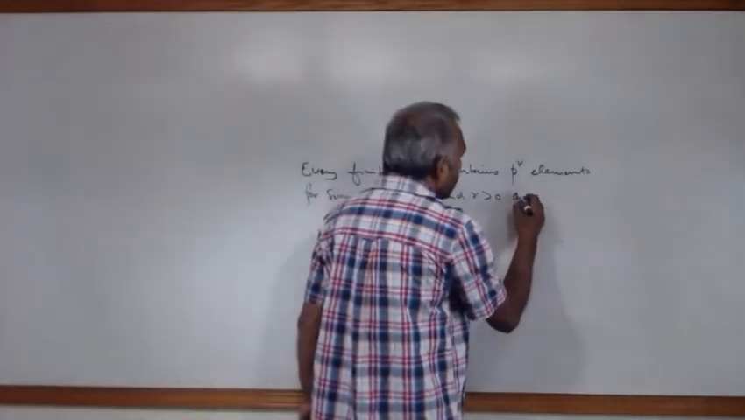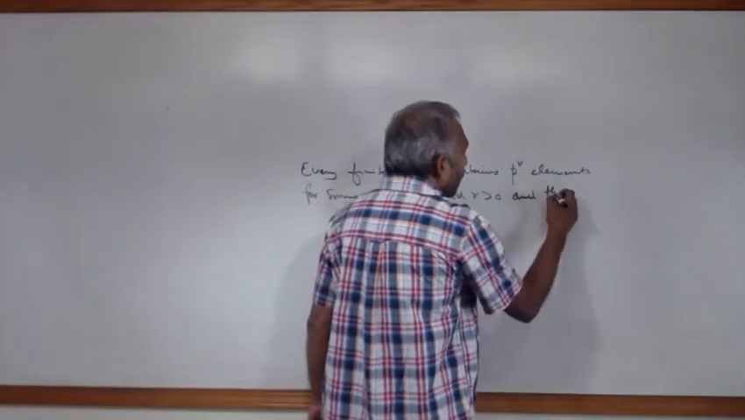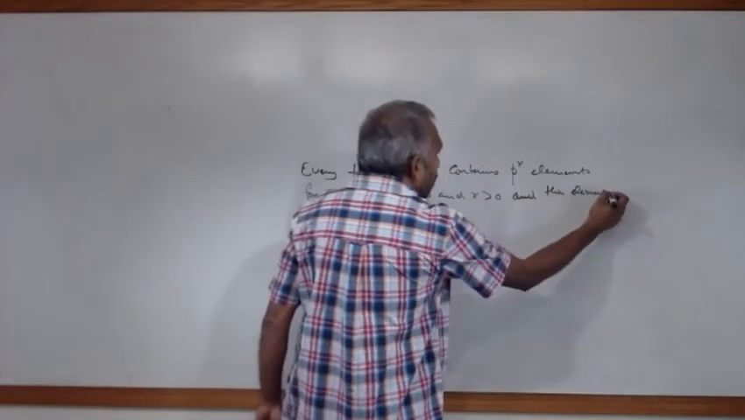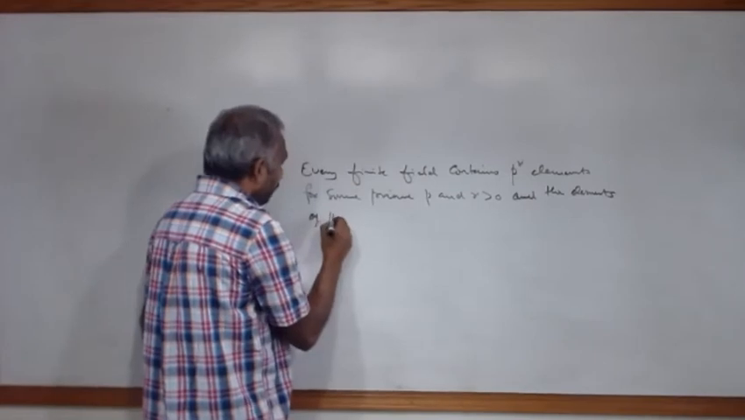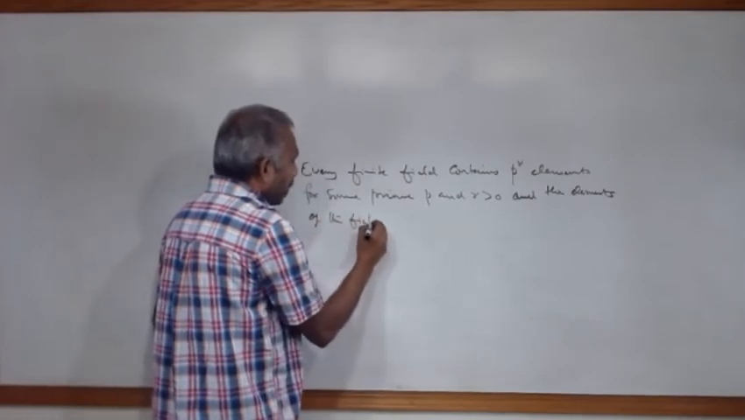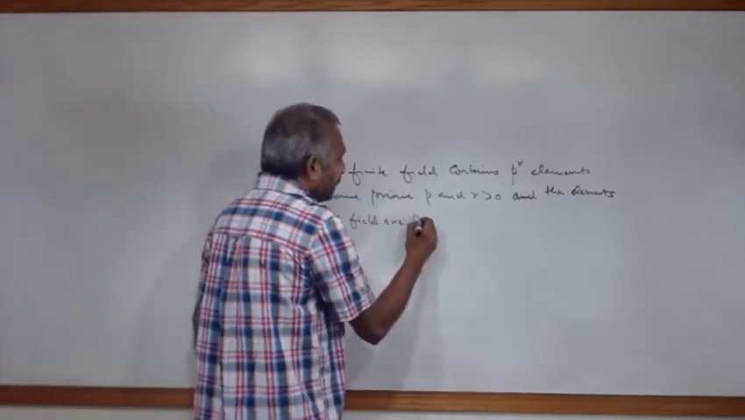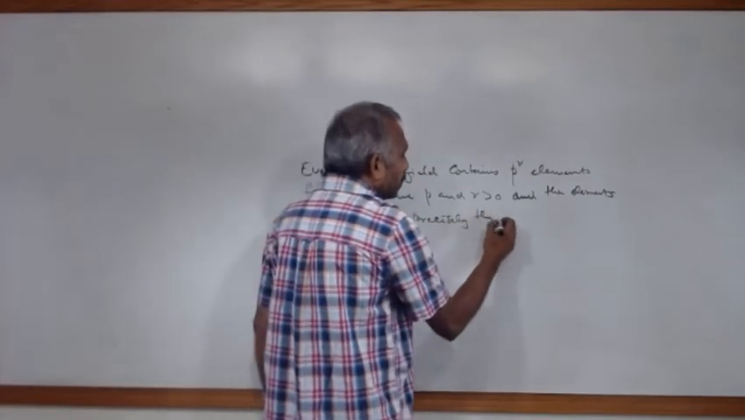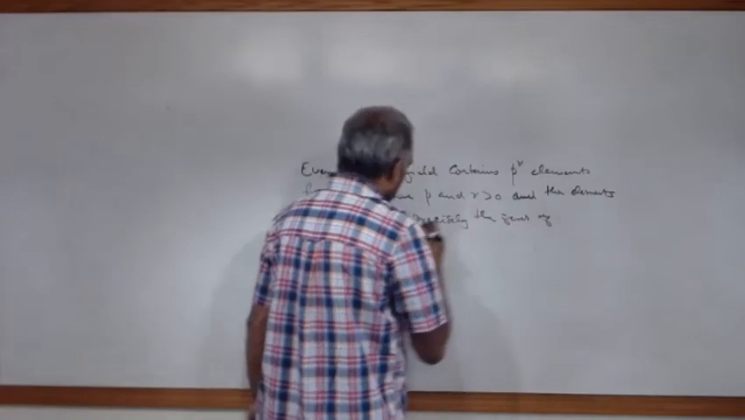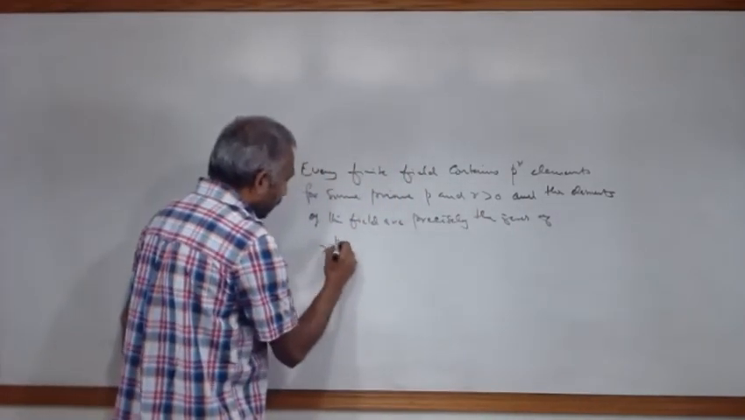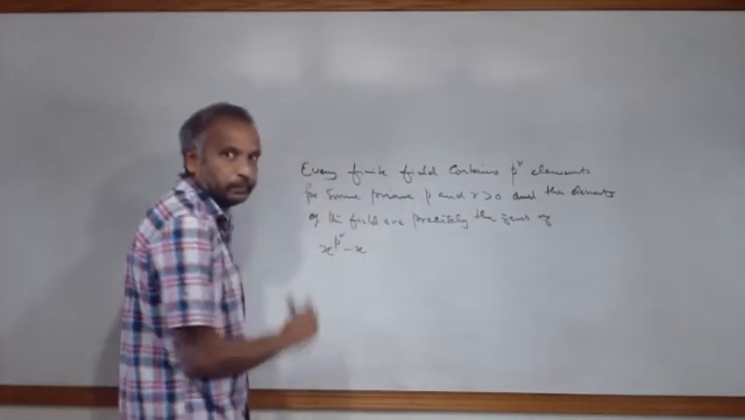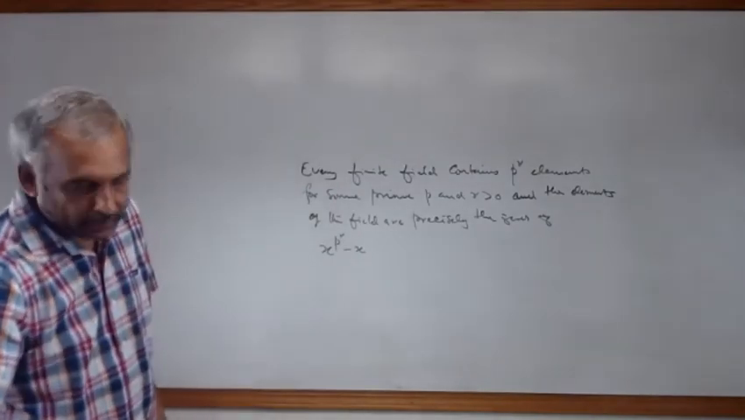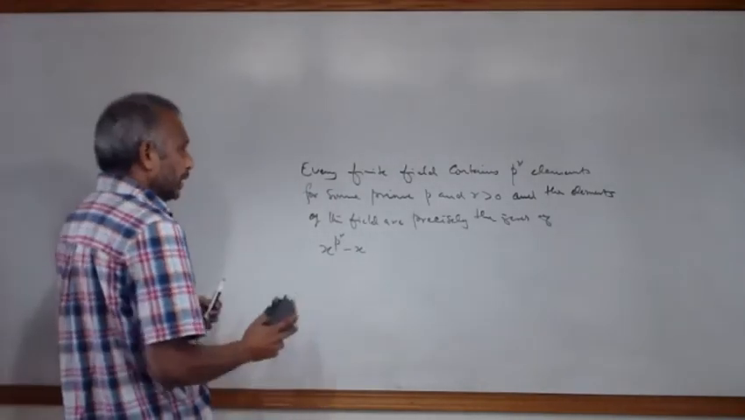And the elements of the field are precisely the zeros of the polynomial x to the power of p to the power of r minus x. We have established this result in the finite fields already.